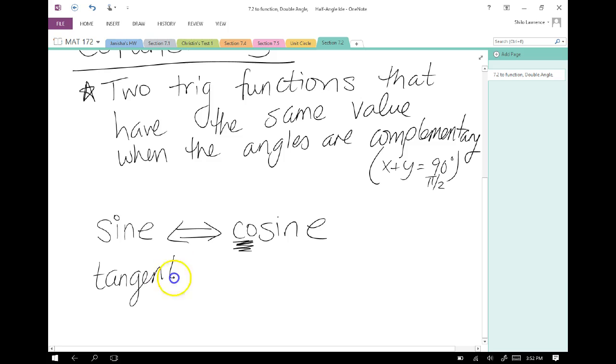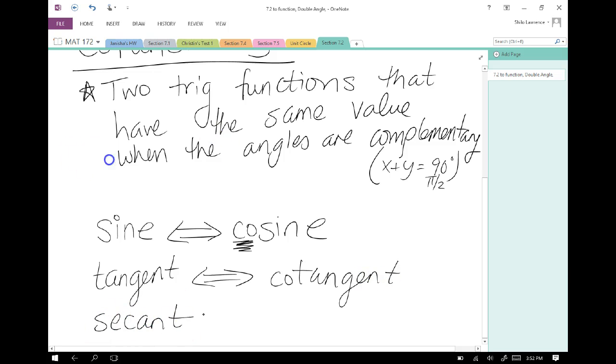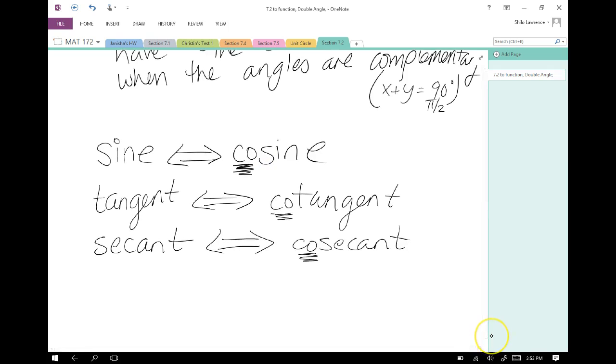Tangent and cotangent. Secant and cosecant. One thing that I've noticed on some of your tests is you're getting these abbreviations wrong. So it looks like you know how to do the values, but you're just getting some of these mixed up. Sine is sin, cosine is cos, tangent is tan, cotangent is cot, secant is sec.